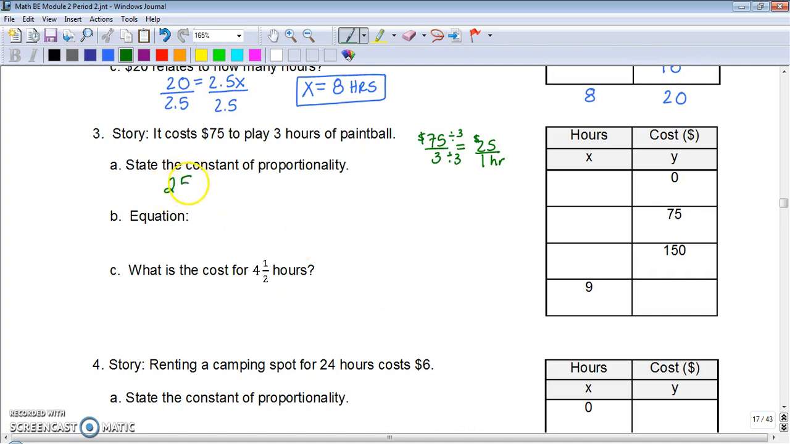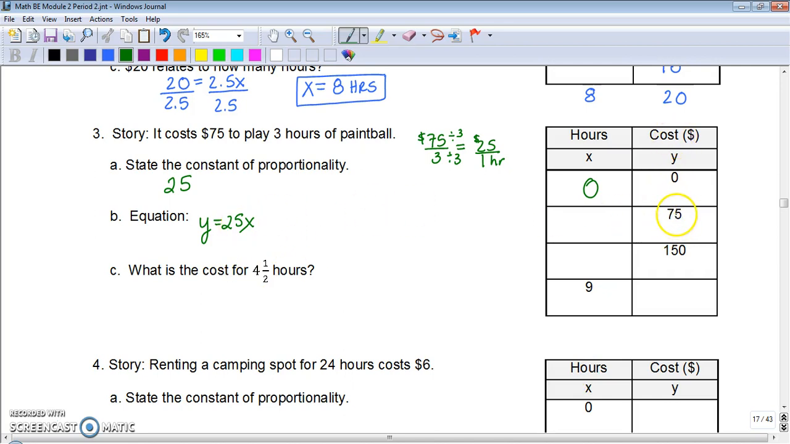So my COP is 25. My equation is Y equals 25X. And now I can fill out my table. And I start to notice that some of these tables are going to start to be a little bit different. This is going to be 0, 0. And I might want to use my equation to try to fill some of these out.